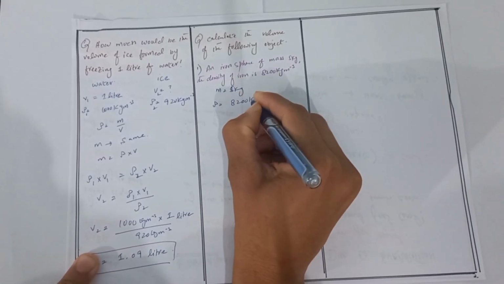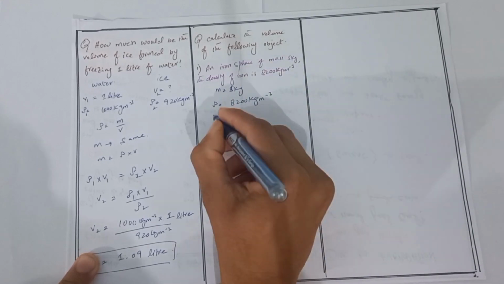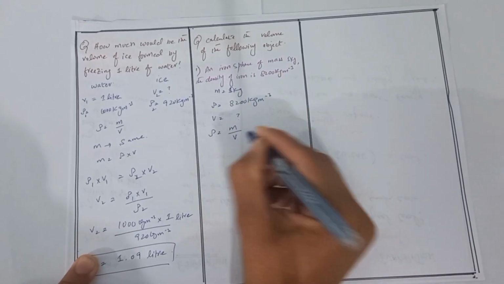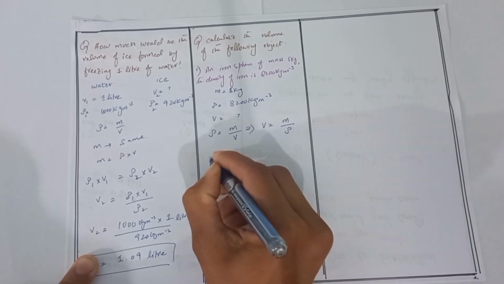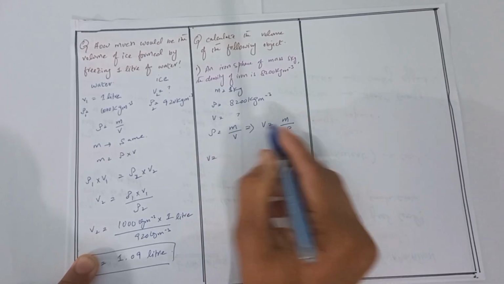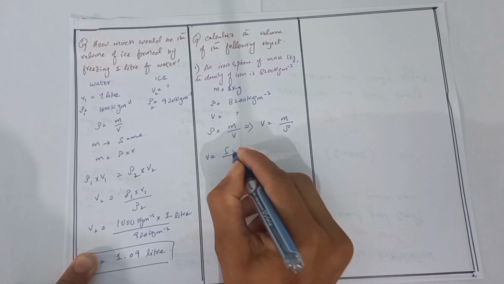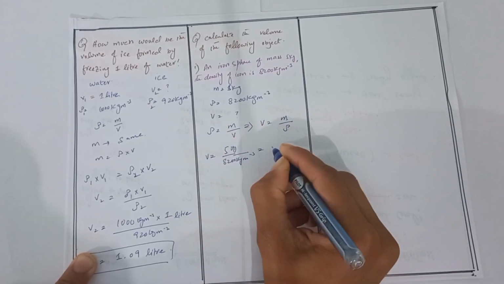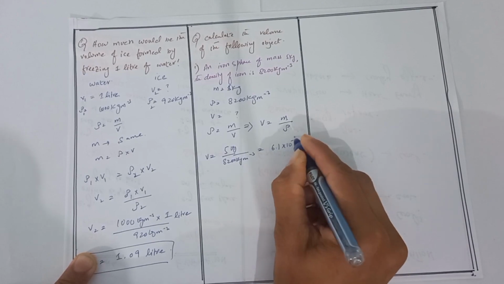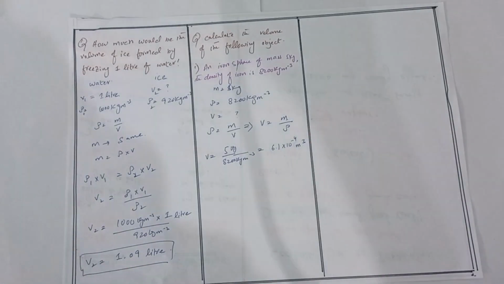Density is 8200 kg per meter cube. Now we calculate the volume. We know the density formula is mass divided by volume, so the volume formula becomes mass divided by density. So we now put the data. Mass is 5 kg divided by density 8200 kg per meter cube. So the answer is 6.1 × 10^-4 meter cube.